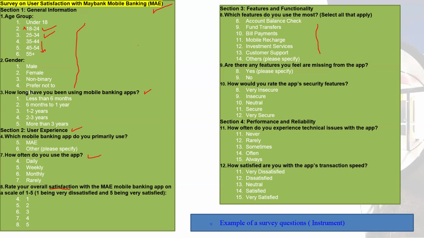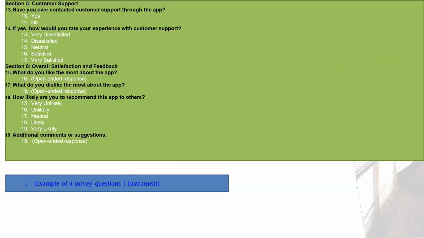This is the satisfaction with the features. This is if there are features that you want them to have, maybe you will have it in your system. How they like the app. How reliable is the app, which is MAE in this case? Do they have experience of any failure with it? And this is where you are trying to get the pains and the gains. And how satisfied are you with the app's transaction speed? And then you will go to, have you ever contacted customer support? This is for the support.